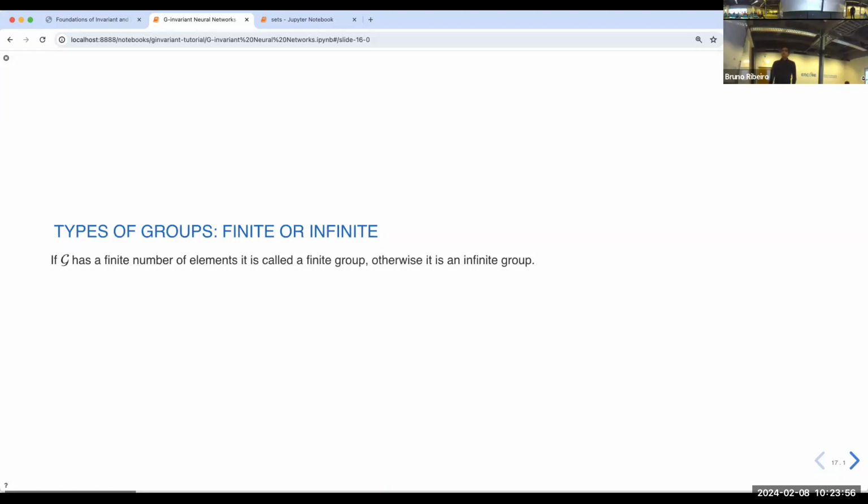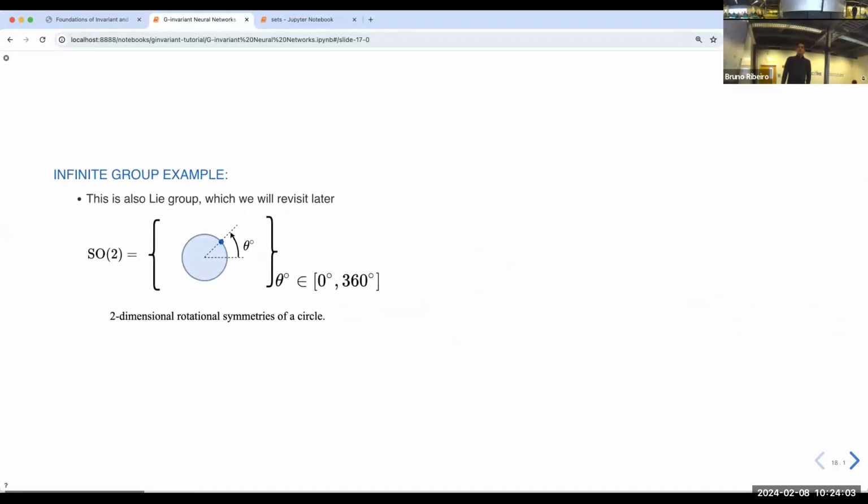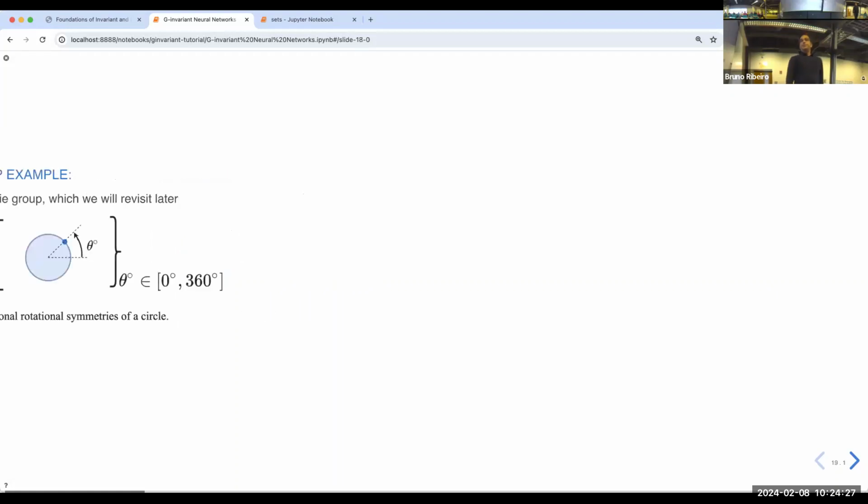There are other types of groups, finite or infinite. The number of elements may be infinite or finite. I'll give you an example of an infinite group, the Lie group. The Lie group, for instance, the rotations of points in Euclidean space around the center, would be an infinite group because you can rotate any angle you want. So you have an infinite number of transformations. Okay, we're going to talk about Lie groups later.